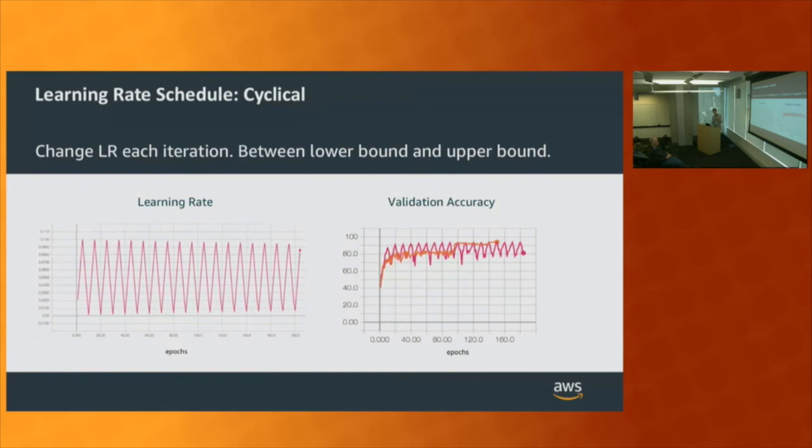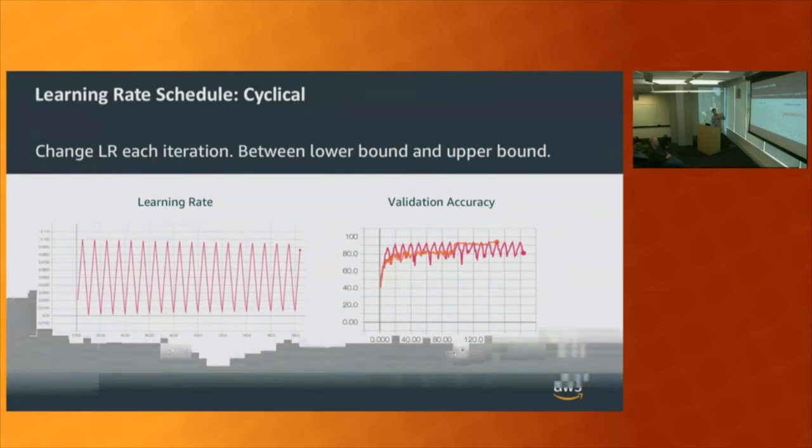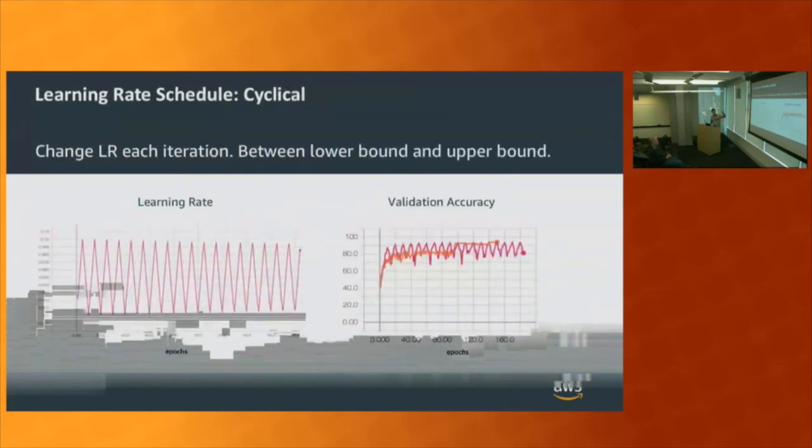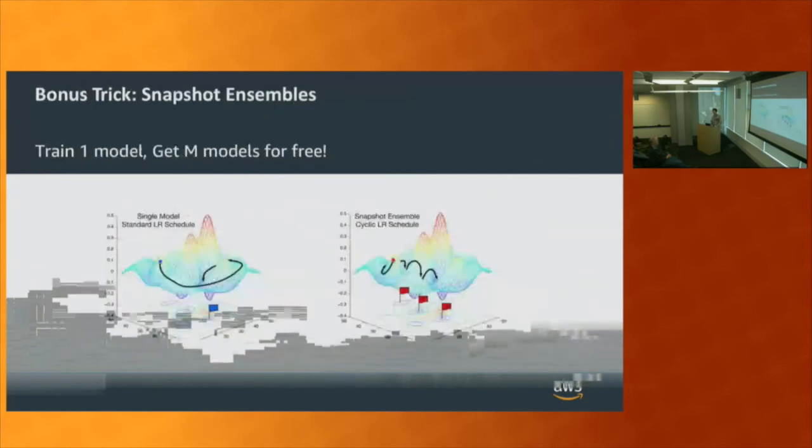Building off what we can do with cyclical learning rates, at each point where the validation accuracy is high, when the learning rate is really low, we can take a different model. So that was the idea with snapshot ensembles. This is great because we can train one model. We have one training pass, but we get m models out, m being the number of peaks that we get in validation accuracy. We can take those as separate models and then ensemble them together.